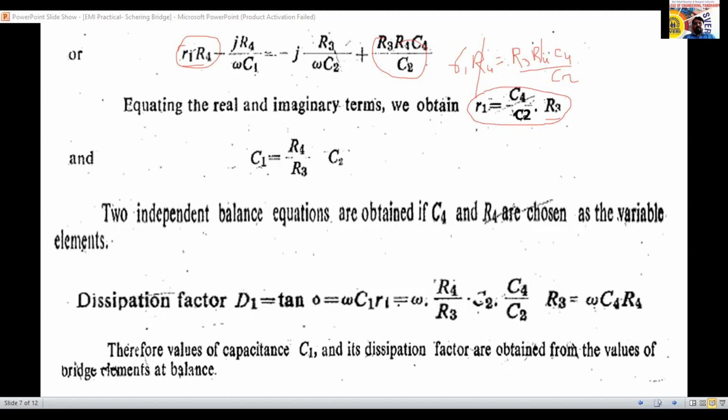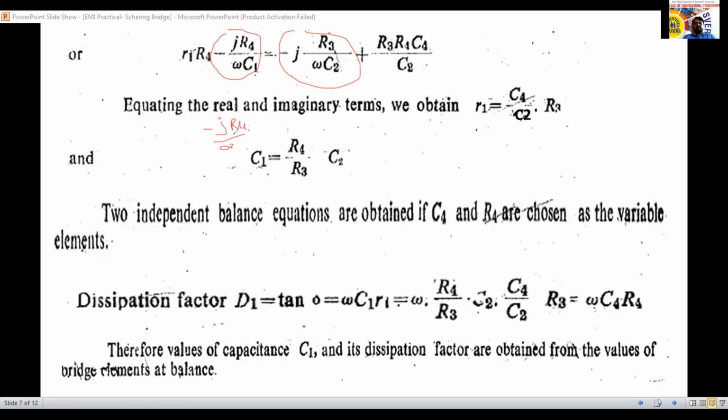Next, similarly, by equating the imaginary parts here now, minus J R4 by omega C1 equal to minus J R3 by omega C2. I will write it as it is here, then only you will understand. R4 divided by omega C1 equal to minus J R3 divided by omega C2. Here minus J is there, here minus J is there, cancelled here now. Here omega is there, here also omega is there, cancelled here.